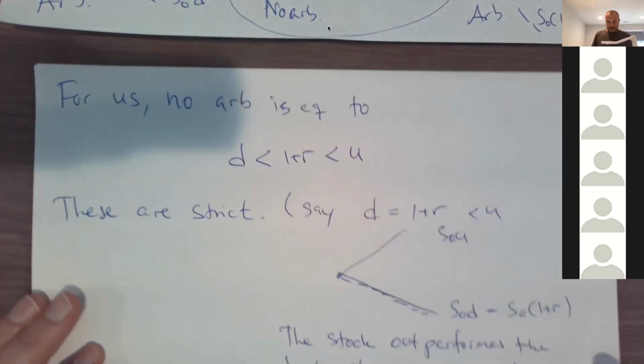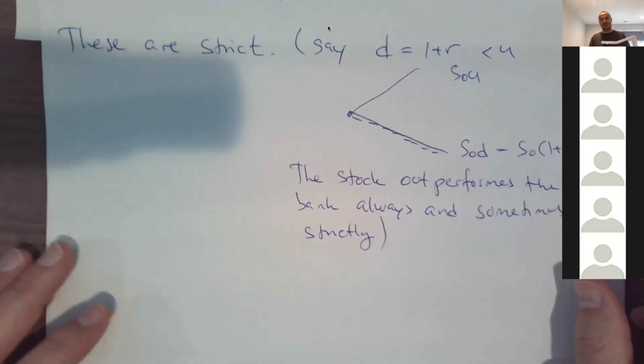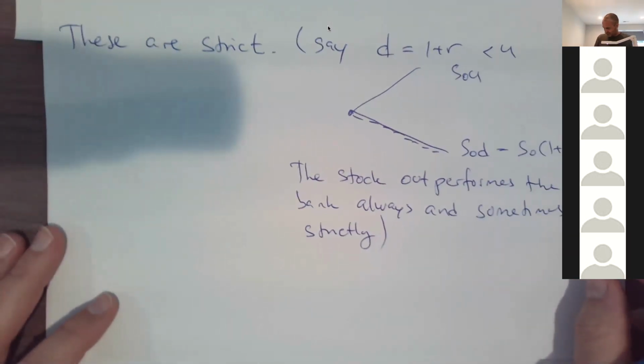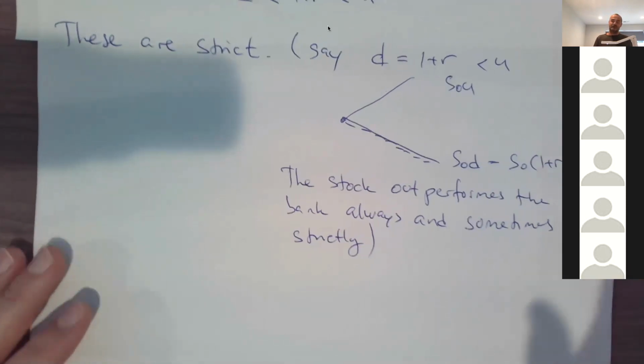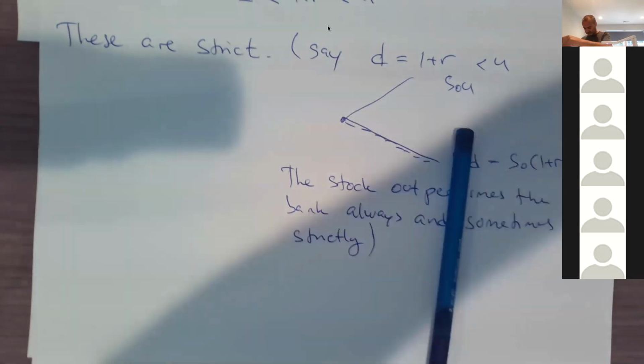Some students always like to see the formal definition of what it means to be an arbitrage. Okay, so we see now two different cases. One case is that you make money today and you don't have any risk in the future. And the other one is that you don't make any money today, you just break even, and then in the future, there's a possibility of you making money. Okay, so what's the formal definition of no arbitrage?